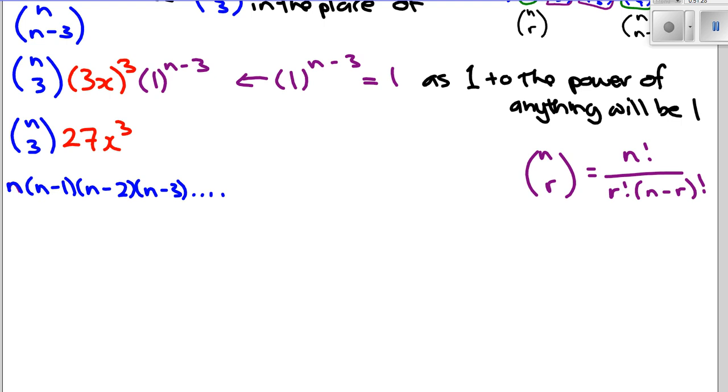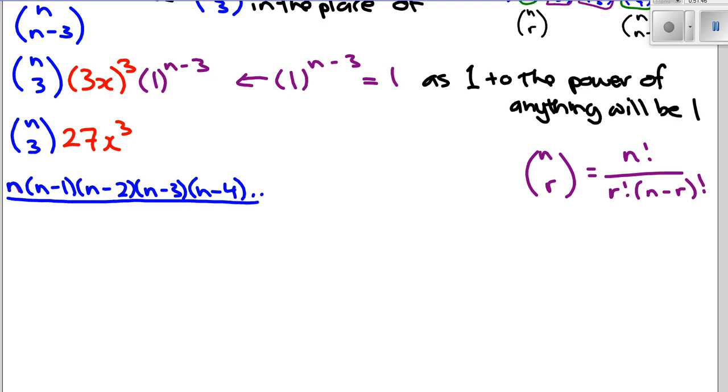So remember the gorgeous formula? So you're doing n factorial. Yeah, exactly. And you'll probably find heaps of things are going to cancel out. So we're doing n factorial over r factorial. We know what r is. r is 3 in this case.